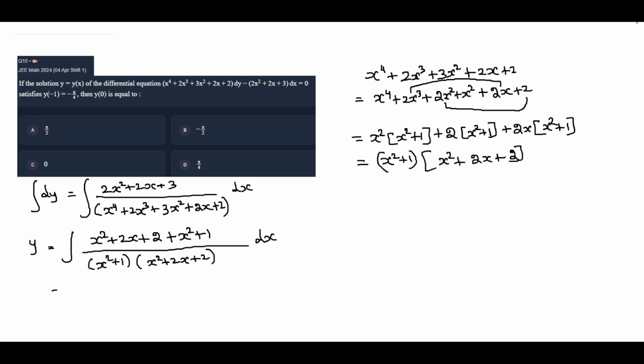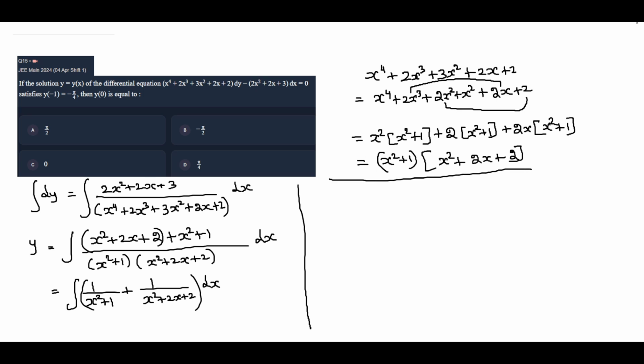So now split the term. If you split the numerator, x² + 2x + 2 by the whole denominator, you get 1 by (x² + 1) plus 1 by (x² + 2x + 2) into dx. Okay, factorization is most important here.